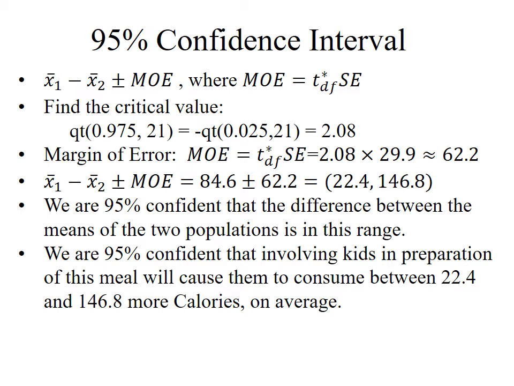Margin of error is therefore the 2.08 times the 29.9 standard error that we found on the previous slide. We multiply that out and we have a margin of error of 62.2 calories. That's kind of a lot.